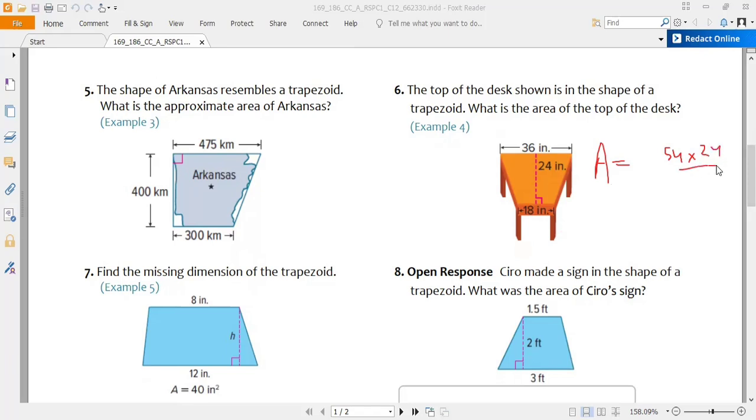Then divide it by 2. When you multiply 54 by 24, you will get 1296. You are familiar with how to multiply two-digit numbers, and when you divide it by 2, you will get 648. So the area for this one is 648, but the unit is inch.